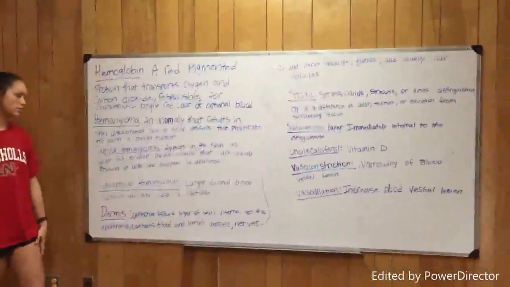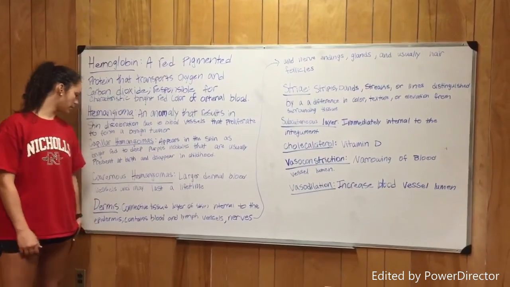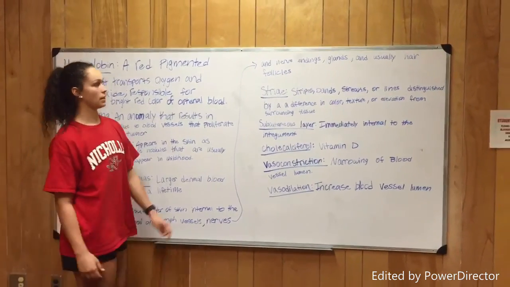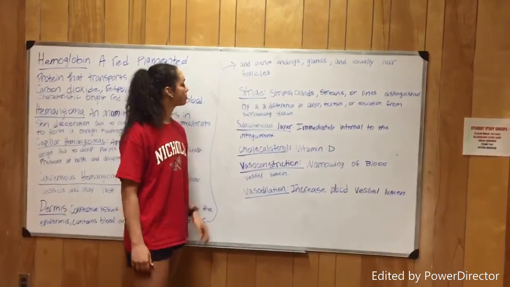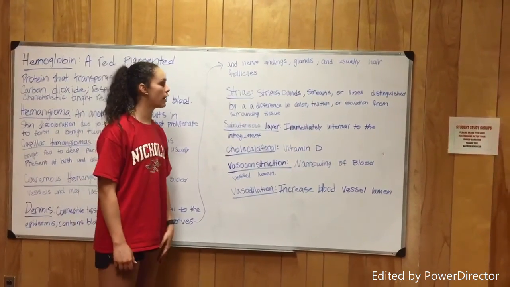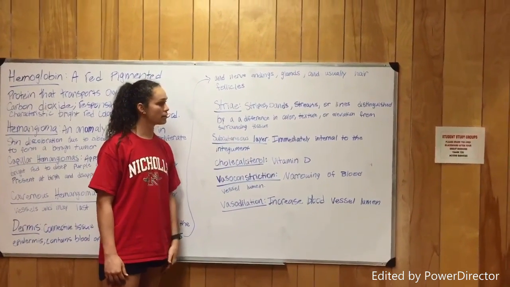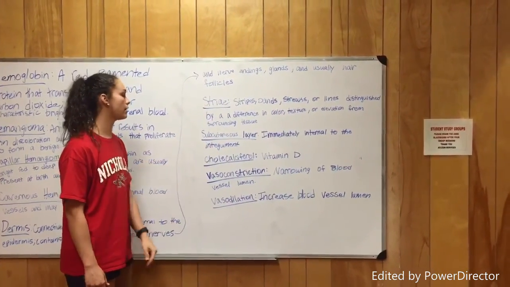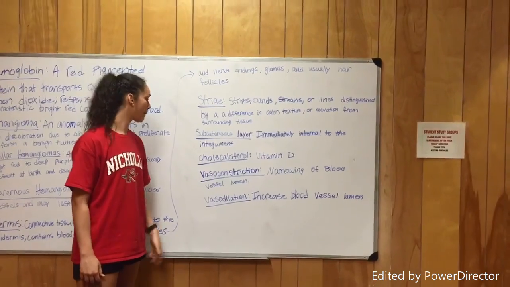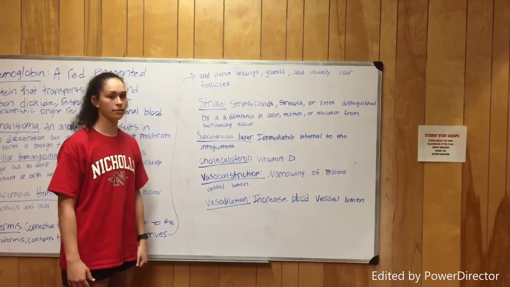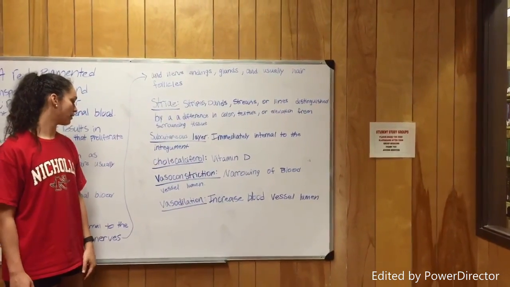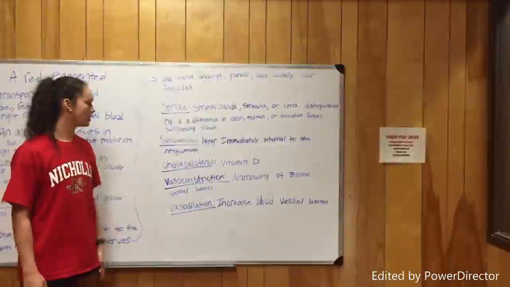The dermis is the connective tissue layer of the skin internal to the epidermis. This contains the lymph vessels, the nerves, and the nerve endings, glands, and usually the hair follicles. Striae are stripes, bands, streaks, or lines distinguished by a difference in color, texture, or elevation from surrounding tissues. Subcutaneous layer is immediately internal to the integument. Cholecalciferol is vitamin D. Vasoconstriction is the narrowing of blood vessel lumen, and vasodilation is the increase of blood vessel lumen.